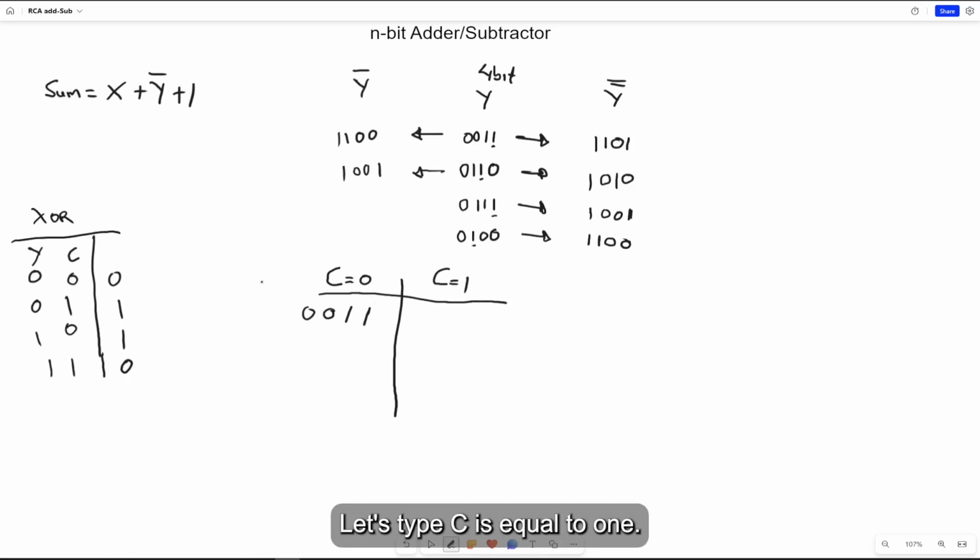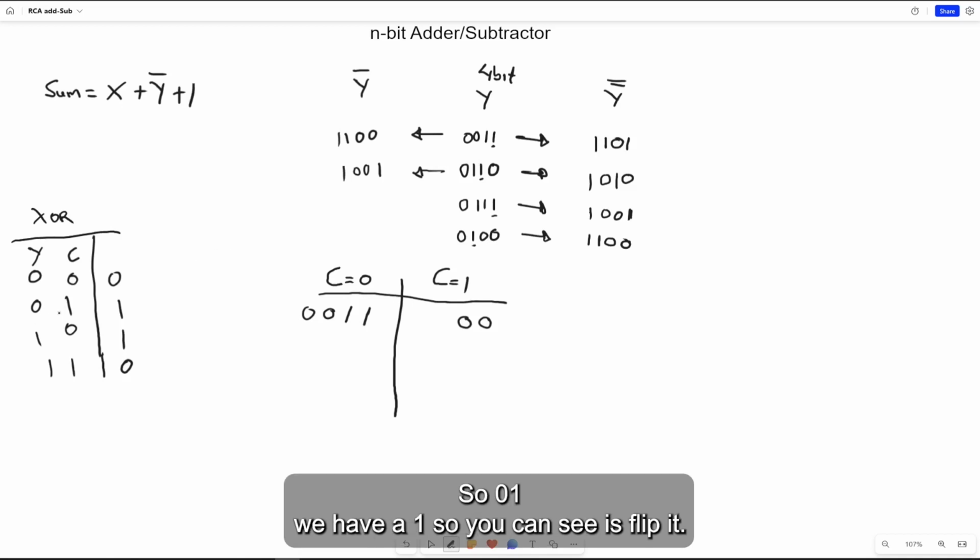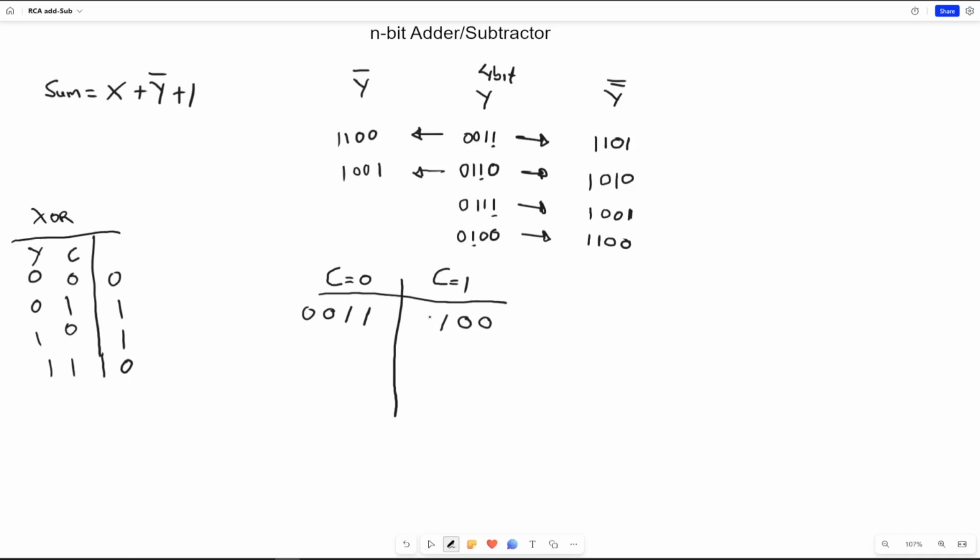Let's try if C is equal to 1. Okay, C is equal to 1 here, and we have our input of Y is 1, so we have 0, the first bit. The second bit is 1, and the controller is 1, so we flip it again, it is 0. But the third bit is 0, and the controller is 1, so 0, 1, we have a 1, so you can see it's flipped. And we flip the last one. So you can see we can use this XOR to get the first complement.